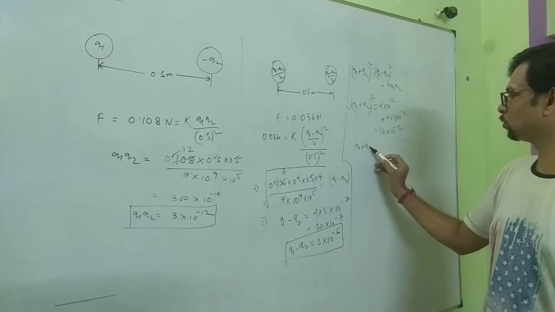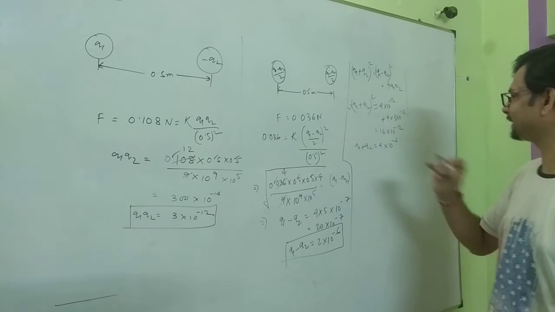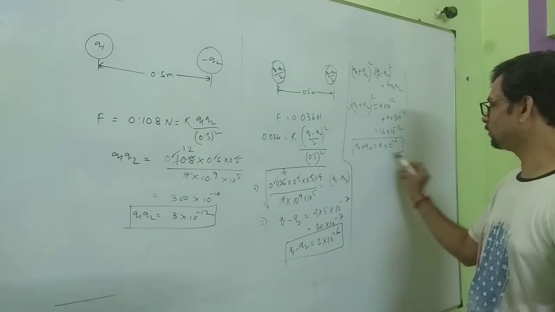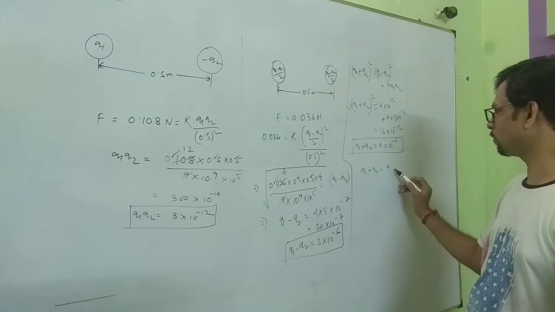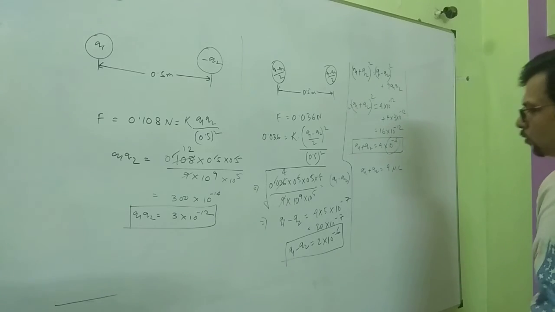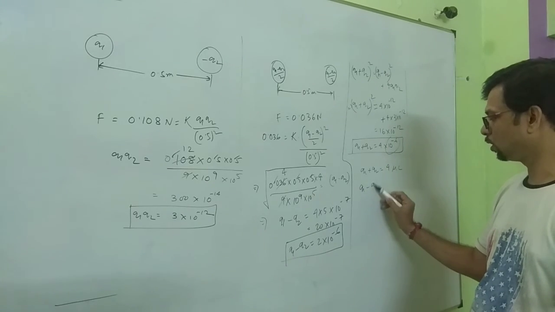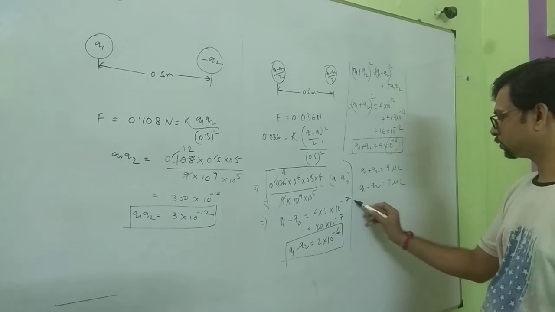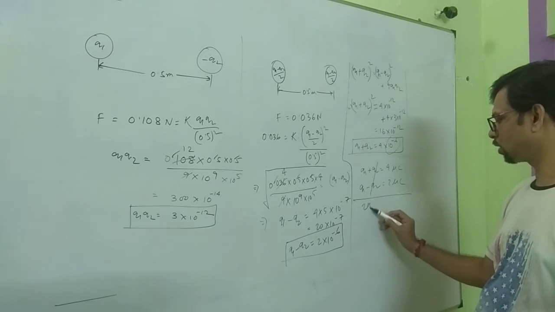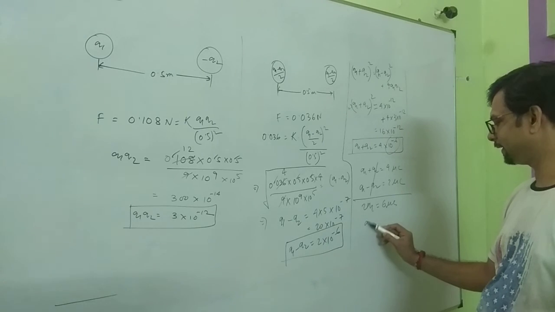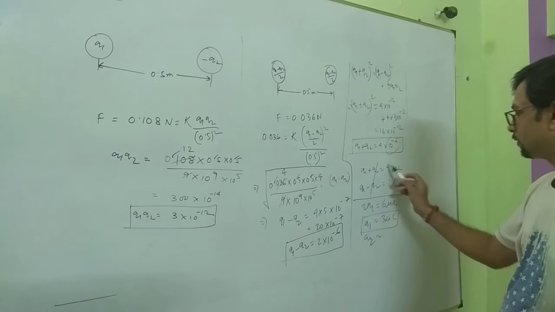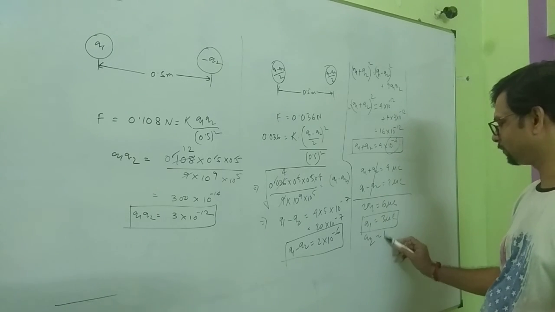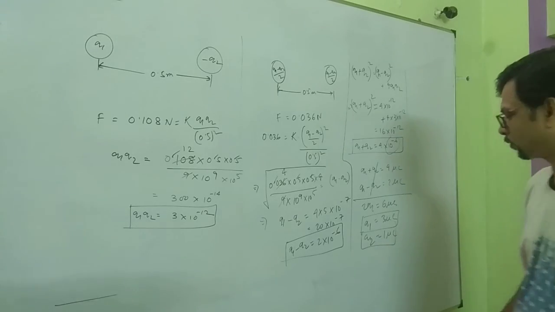So q1 plus q2 will be equal to 4 into 10 to the power minus 6. So that means you can write q1 plus q2 will be 4 microcoulomb, because minus 6 you can write microcoulomb, and q1 minus q2 will be equal to 2 microcoulomb. So therefore if you add them, 2 q1 will be equal to 6 microcoulomb, that is q1 will be 3 microcoulomb. And if q1 is 3 microcoulomb, then obviously since total q1 plus q2 is 4, q2 will be 1 microcoulomb.